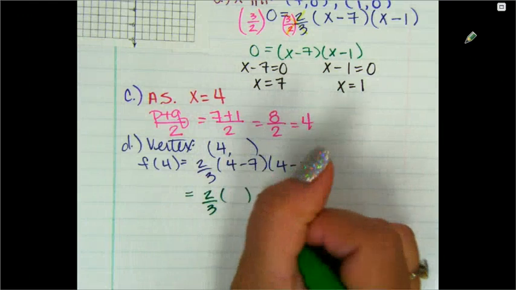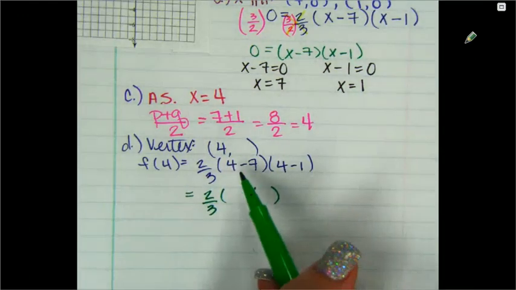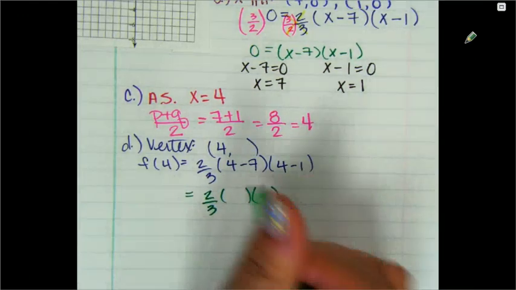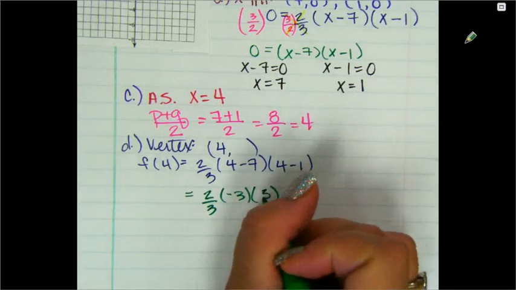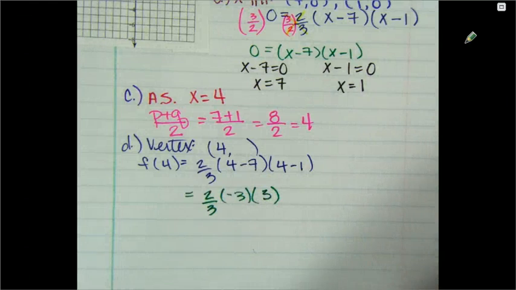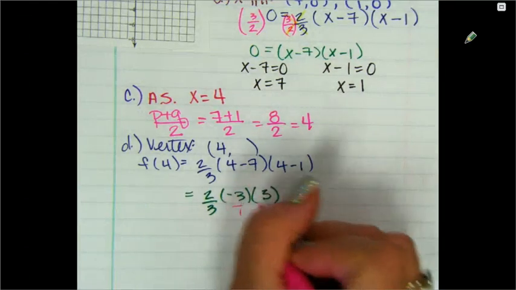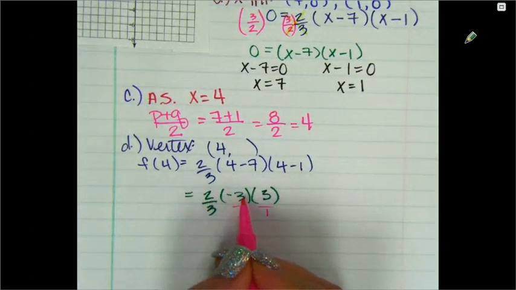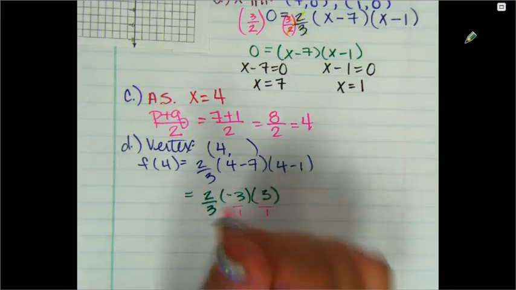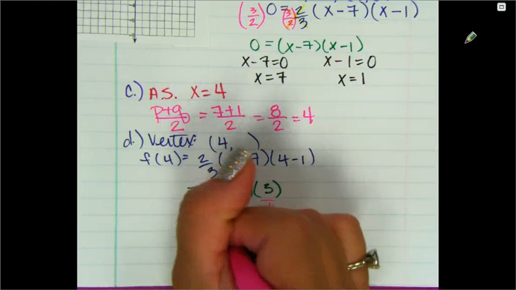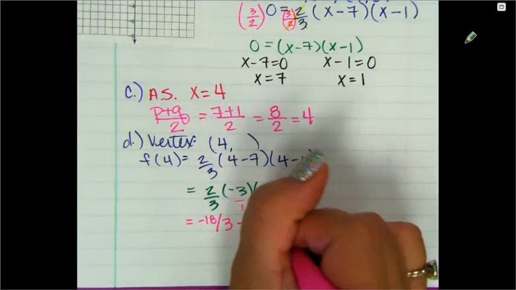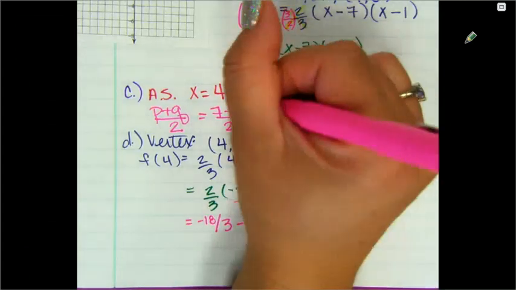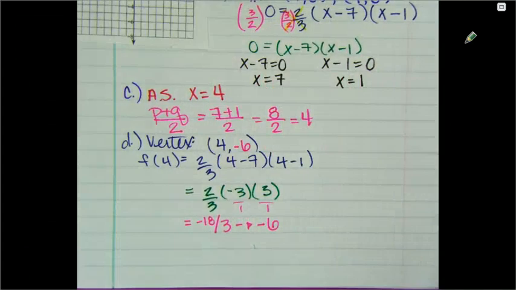All right, let's go ahead and subtract. 4 minus 7 is what? Negative 3. 4 minus 1 is what? Positive 3. What do you put underneath the 3 so you can multiply? A 1. Multiply straight across. 2 times negative 3, negative 6 times 3, negative 18. Good. Over 3, which divides to be what? Negative 6. So 4 comma negative 6 is my vertex.